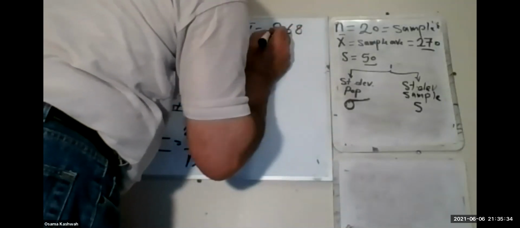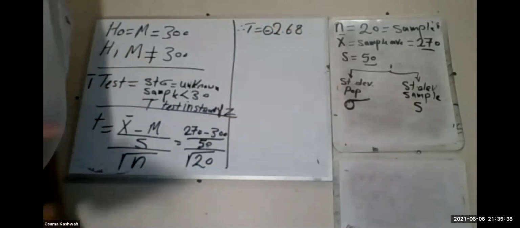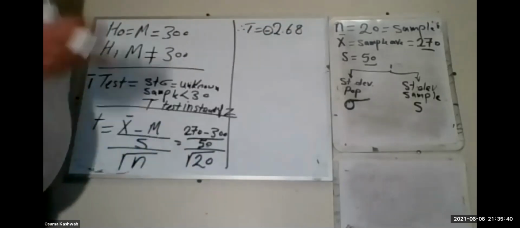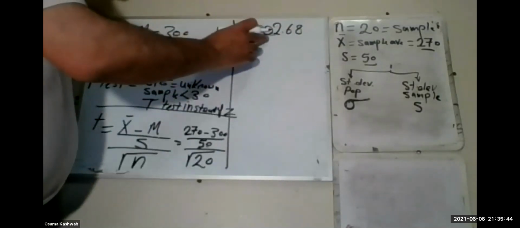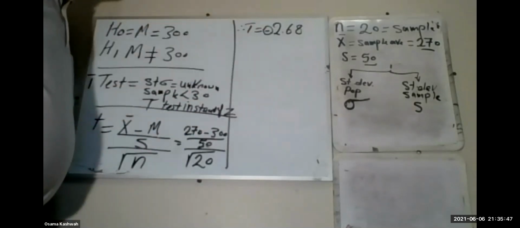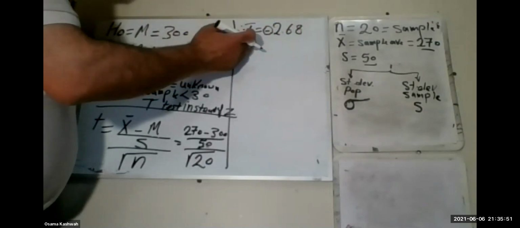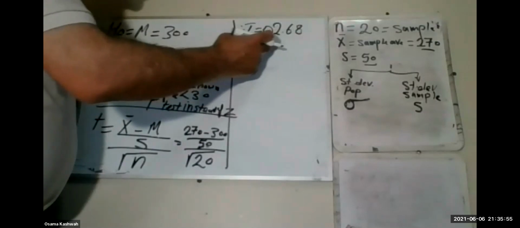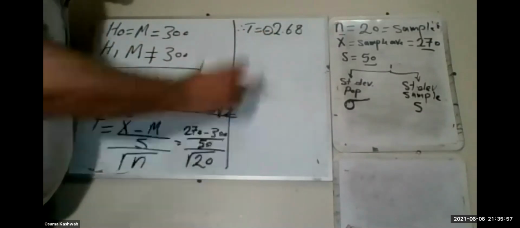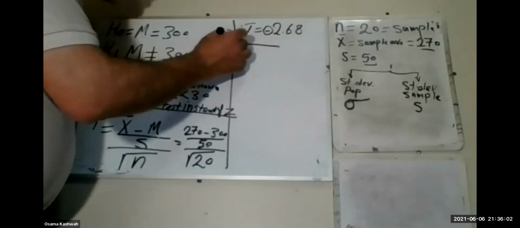Minus 2.68. I said before that the minus is nothing. Don't worry about the minus, positive or minus, because the normal distribution curve area is the same. Just discard the minus. The minus only shows me the direction of the test, to the left or to the right, because it's one tail. When it's minus, it goes to the left. When it's positive, it goes to the right. This is the only difference.